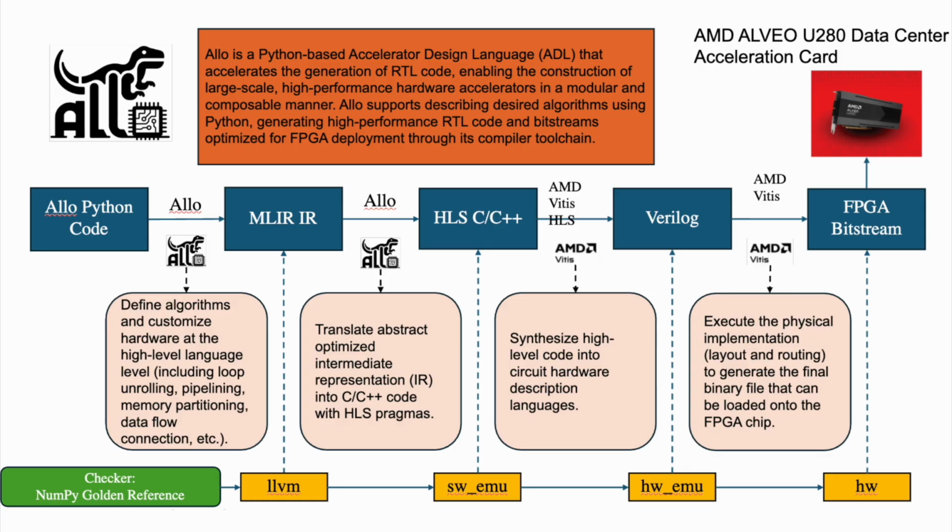Crucially, Allo provides a multi-level verification mechanism by utilizing a NumPy golden reference. We can check the design at every stage of the toolchain, including the final validation on the FPGA hardware itself. This guarantees the entire process from Python code to the final FPGA output is numerically sound.